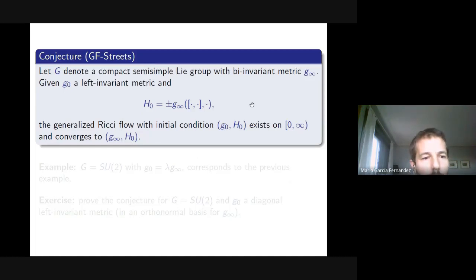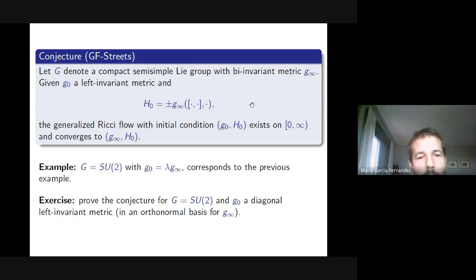So let me give you two examples, one example and one exercise. The example is G equals SU(2) identified with the three-sphere, as we saw before. In this case, if you take g0 equal to lambda g infinity, then this corresponds to the previous case that we saw in the three-sphere. And a more delicate exercise is to prove the conjecture for SU(2) and g0 a diagonal left invariant metric in an orthonormal basis for g infinity. I know that some people in the audience like flows in Lie algebras, so this is a nice thing one can try to prove.